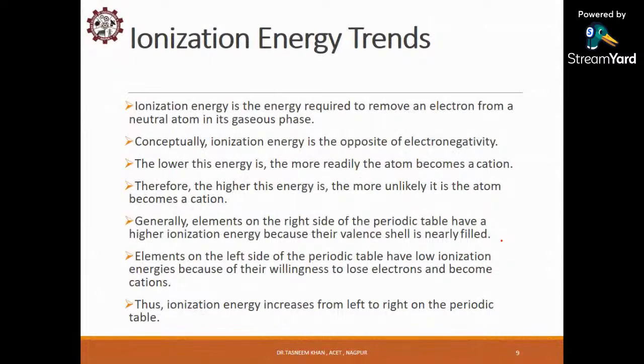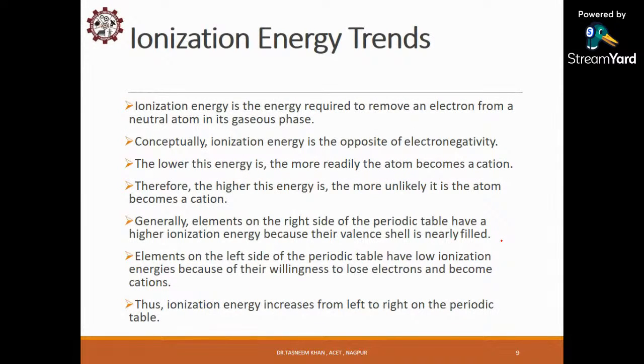Ionization energy is nothing but the energy which is required to remove an electron from a neutral atom in its gaseous phase. Conceptually, ionization energy is the opposite of electronegativity. Lower this energy, more readily the atom becomes a cation. ठीक है, एक इलेक्ट्रॉन करेगा तो पॉजिटिवली चार्ज हो जाएगा, इसलिए उसको हम बोल रहे हैं cation. Therefore, higher this energy, less likely that the atom becomes a cation, right?